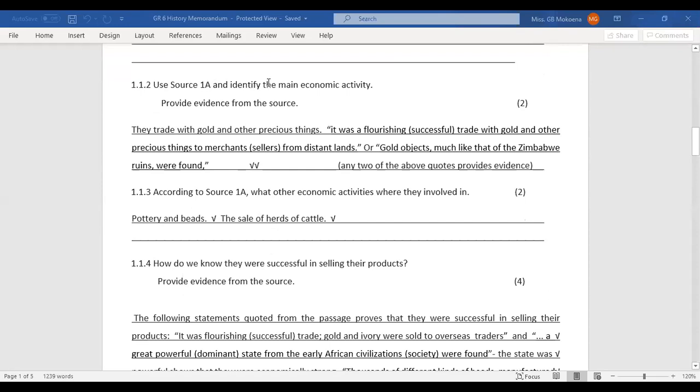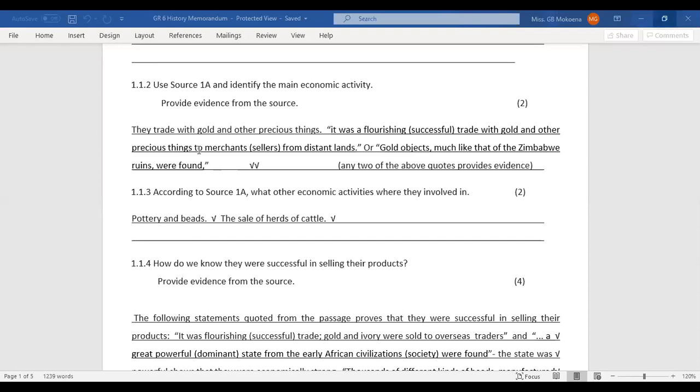Use source 1A to identify the main economic activity. Provide evidence from the source. What was the main economic activity at Mapungubwe? Lloyd? So, the main economic activity was trade, seeing all the valuables that remained in Mapungubwe, like the beads, the gold, the ivory, and the stone walls that surround the place, because it shows that they had enough resources to get the iron pickaxes so that they could mine the stone and build up the stone walls.